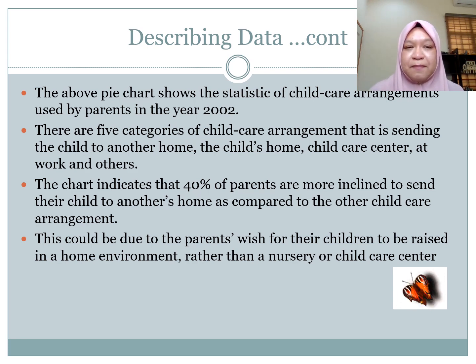Okay, so the pie chart shows the statistics of childcare arrangements used by parents in the year 2002. So first we explain the chart, the graph. You can get it from the title of the visuals. There are 5 categories. And then the chart indicates that 40% of parents are more inclined to send their children to another home. This is the highest figure.